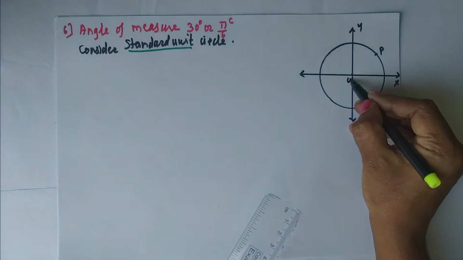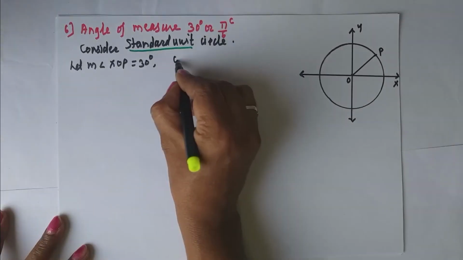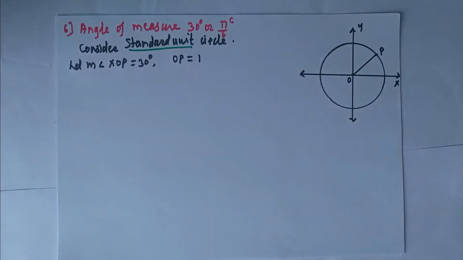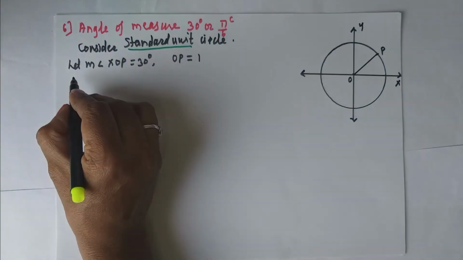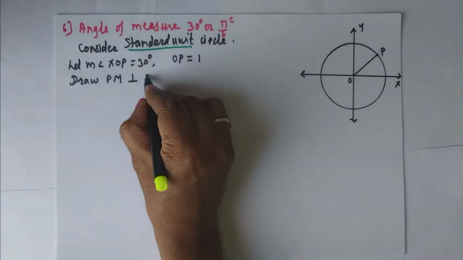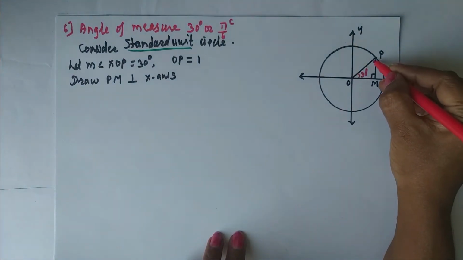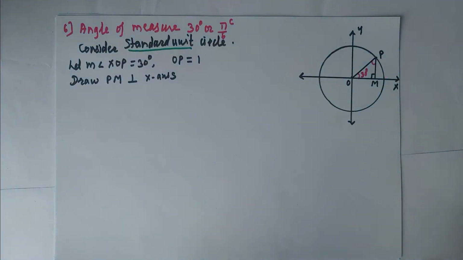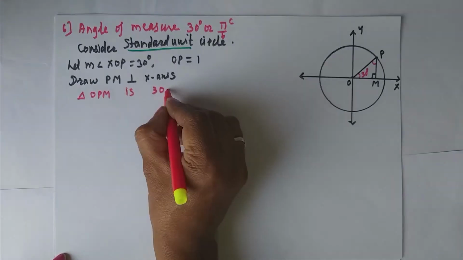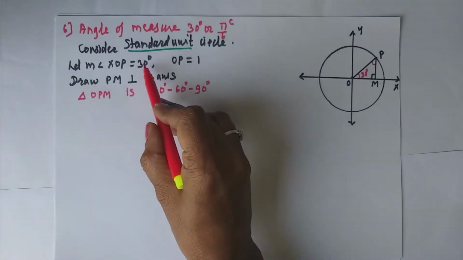Then you join OP, measure of angle XOP is 30 degree. And what is OP? OP is radius and its value is 1 because we are considering the standard unit circle. Then you draw perpendicular PM on x-axis. This angle is 30 degree. And what will be this remaining angle? This angle will be 60 degree. Means triangle OPM is a 30, 60, 90 degree triangle. And our theta here is 30 degree.